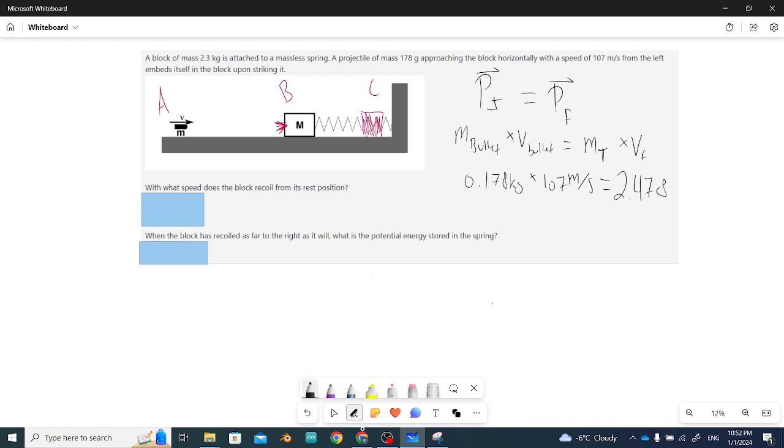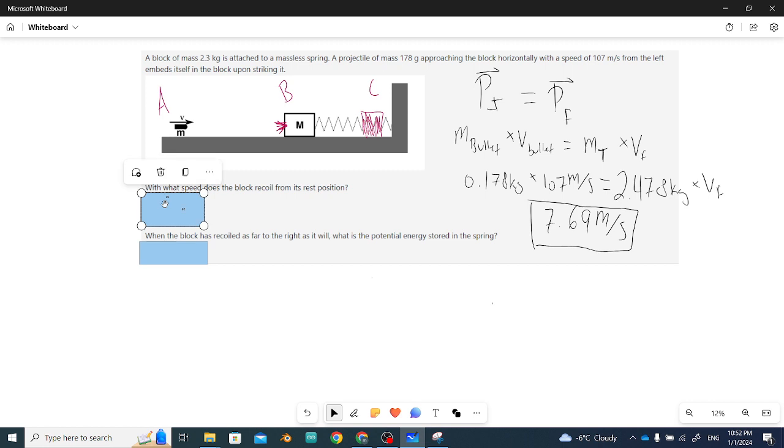2.478 kilograms times VF. So now all we have to do is just multiply and divide. That would be 12.2... 7.69 meters per second. So let's have a look if that's the answer, which it should be.